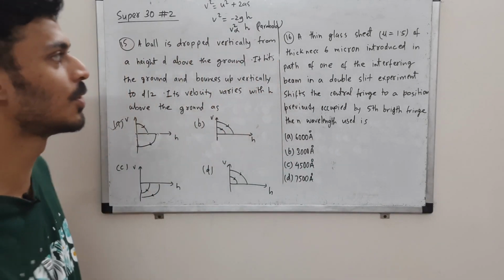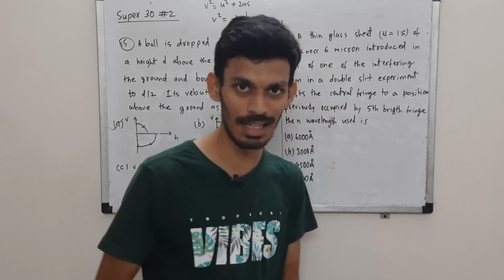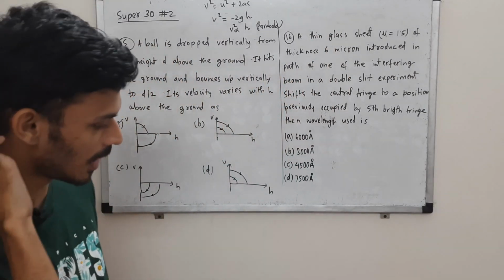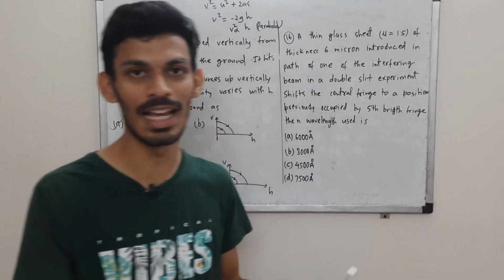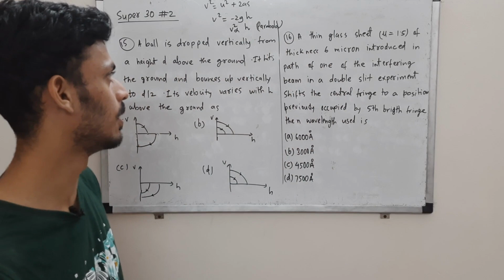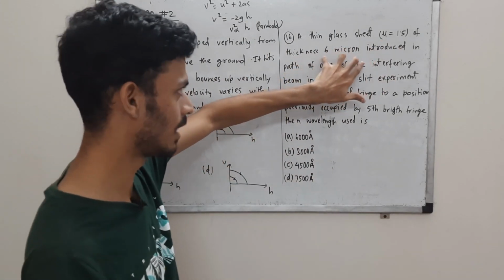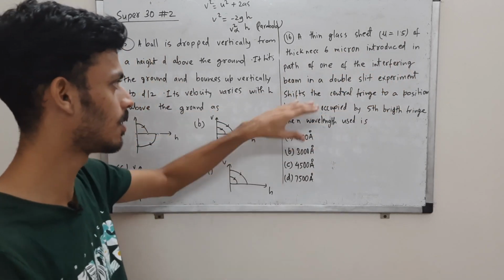So if you are preparing these two topics, be thorough with all the concepts that are there in these two chapters, okay. Here we have a question wherein we introduce a glass sheet in one of the slits, and there is a change in the pattern. A thin glass sheet of refractive index mu and thickness t is introduced in the path of the interfering beams in one of the slits, okay.